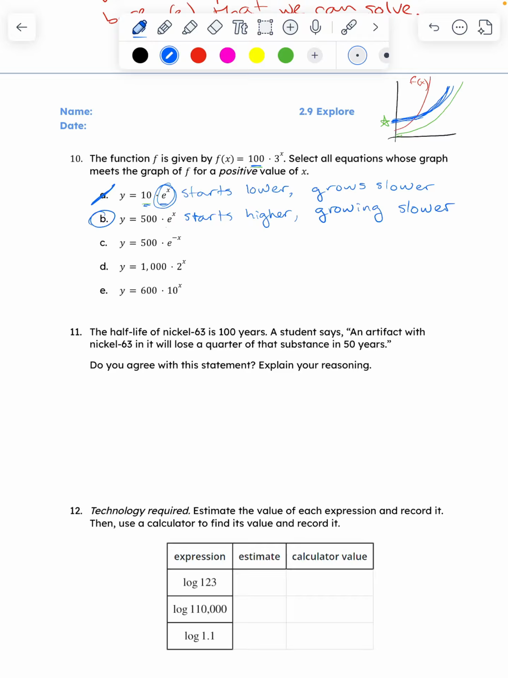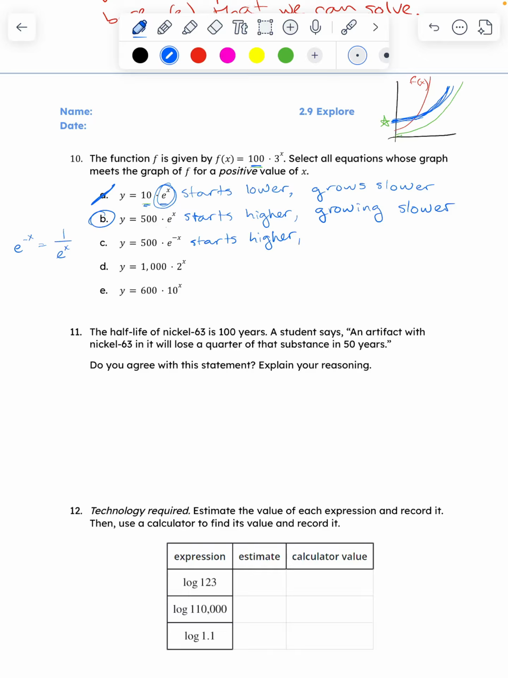Okay, C. Just like part B, it starts higher. And then it's a little harder to see if it grows faster or slower. So I'm going to rewrite this so it has an e to the x and not an e to the negative x, because that's annoying. If I have a negative exponent, that means take the reciprocal, right? So e to the negative x equals 1 over e to the x. And then my question is, is 1 over e to the x going to be a greater or smaller multiple than 3 to the x?